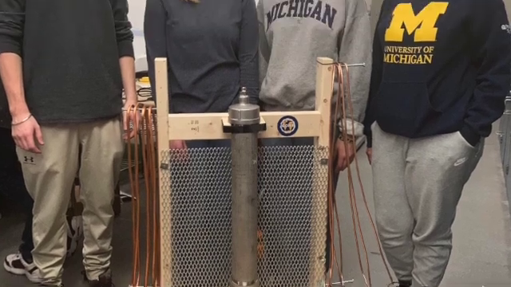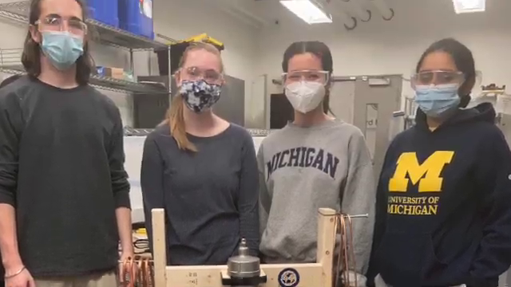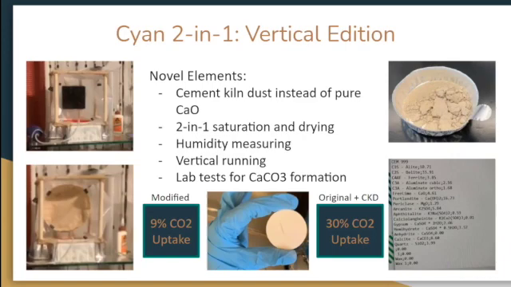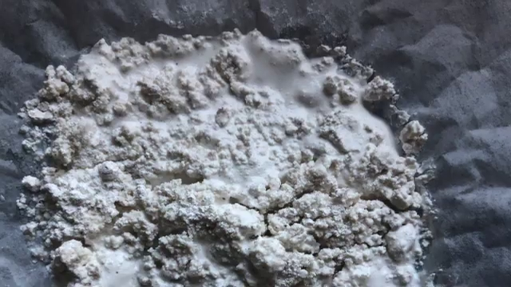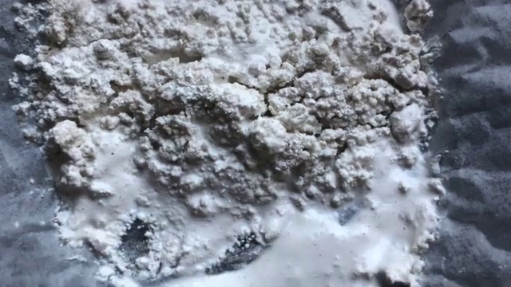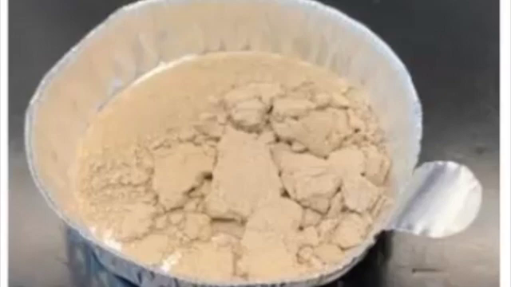The second thing we tried was creating a complete bottom-up build where we combined two components. Cyan has a component where it saturates your sorbent, and then another component where it dries it. We combined them into one thing, which you can see here. We also measured the humidity and changed it so that instead of having your sorbent in a pile on the bottom, it's in a vertical arrangement, which we were capable of doing because we were using cement kiln dust, which is cementitious. Once you get it wet and it dries, you can invert it vertically, and it doesn't all fall out of your filters.